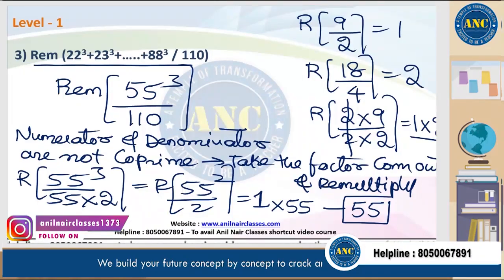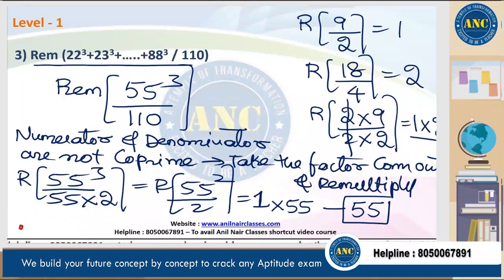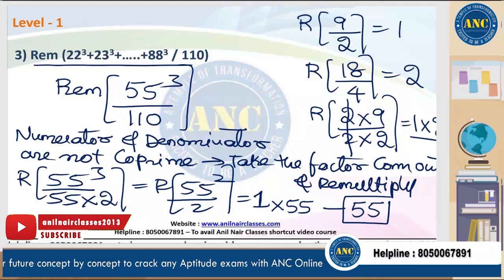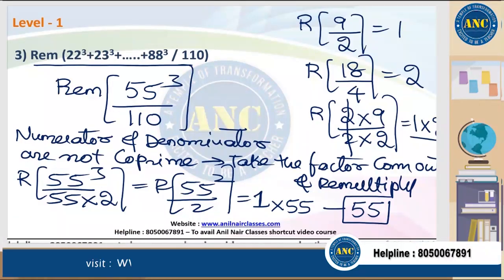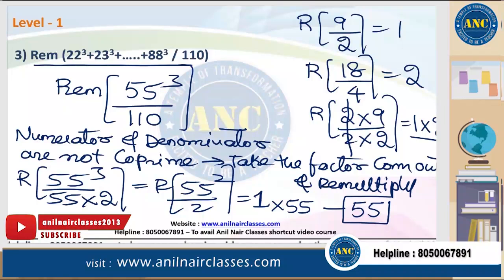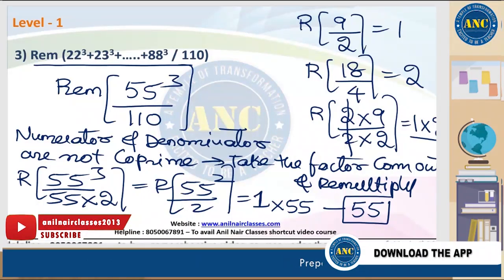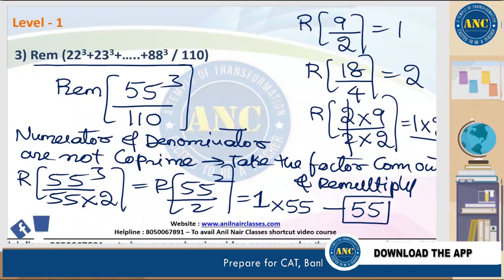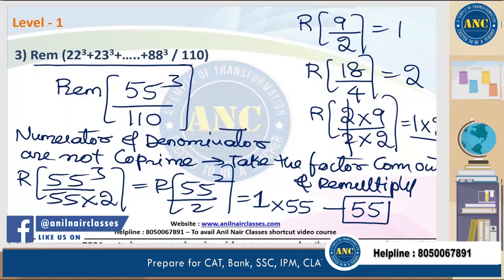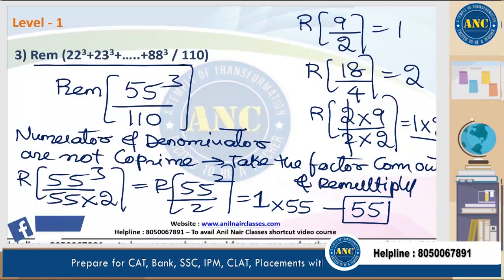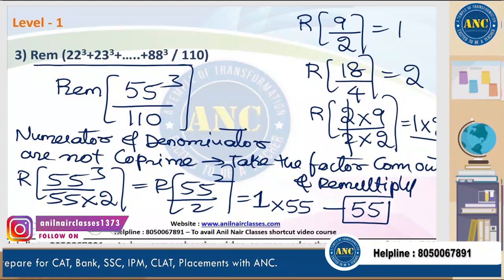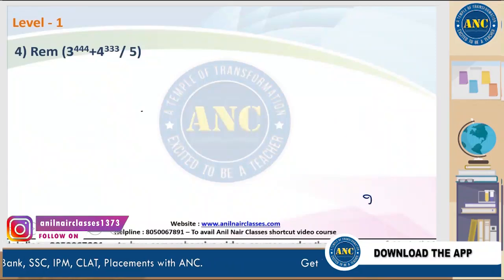The first problem is a power n plus or minus b power n. The second problem is a power n. First we did it as a power n minus b power n. Second we did it as a power n plus b power n. Third we did it as: when the numerator and denominator are not co-prime to each other, take the common factor out and re-multiply.